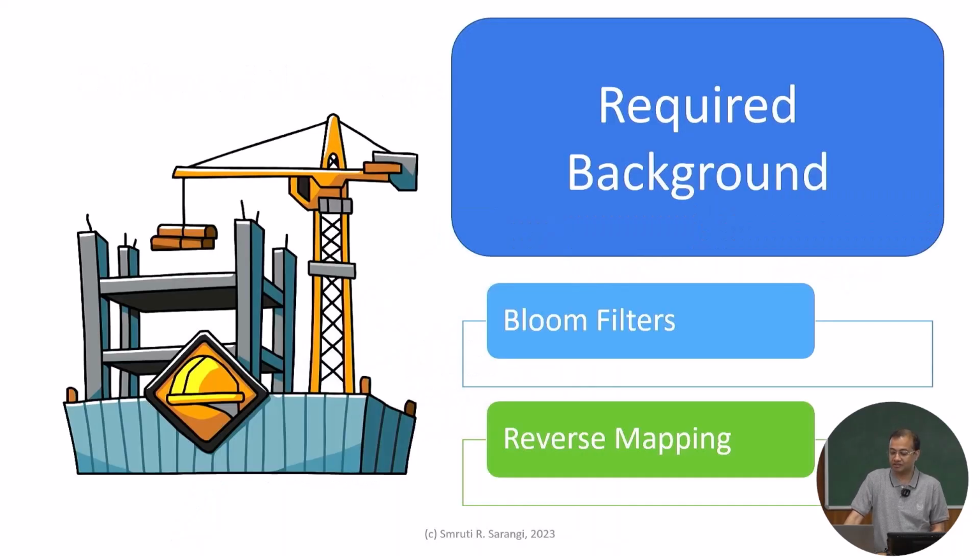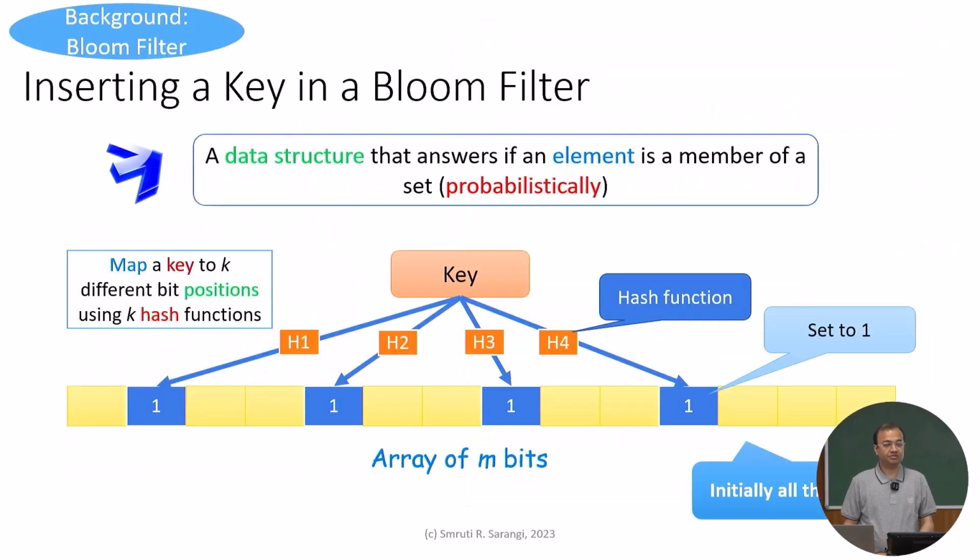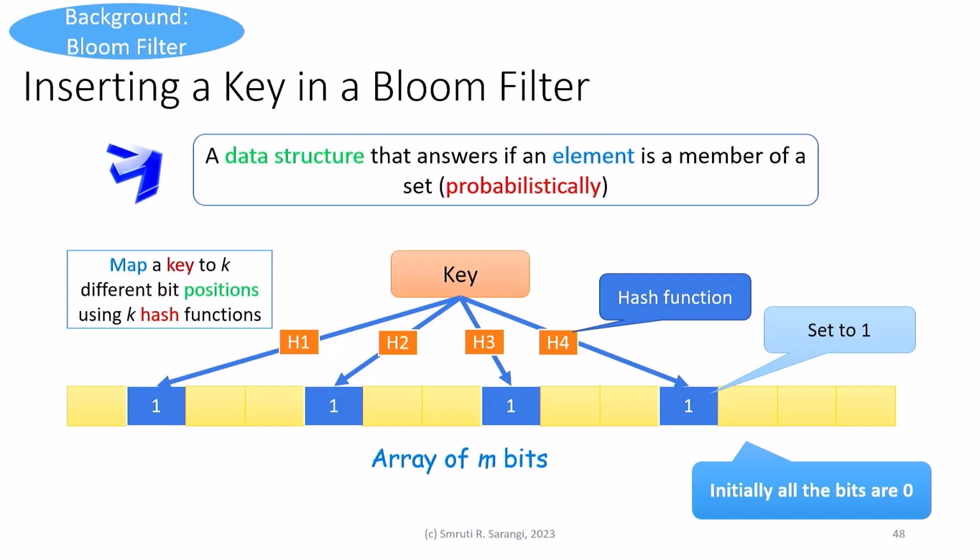So the background that we need for understanding replacement is a data structure called a Bloom filter and the notion of reverse mapping, which we will anyway cover. So a Bloom filter is used for set membership, in the sense that if there is a set S, you want to know if an item is an element of S or not. The Bloom filter is a probabilistic data structure in the sense that it will return a yes or no.